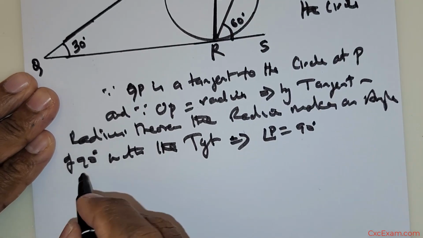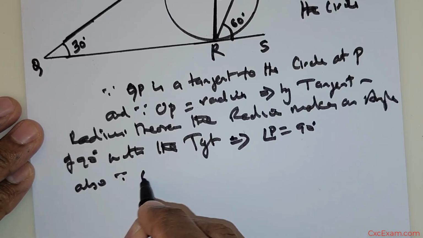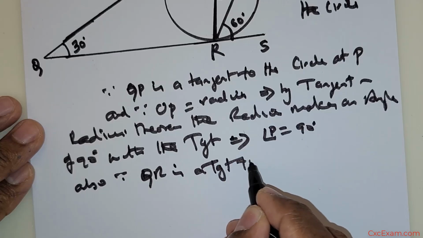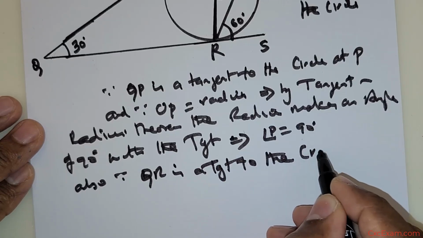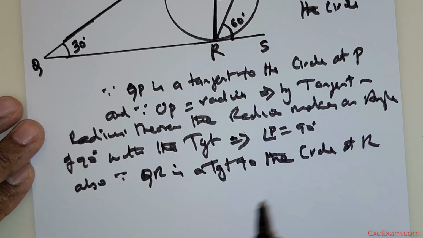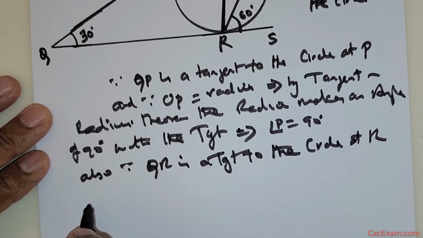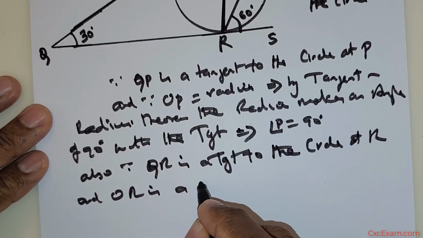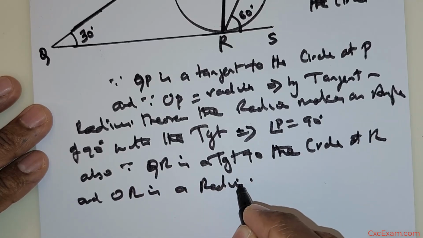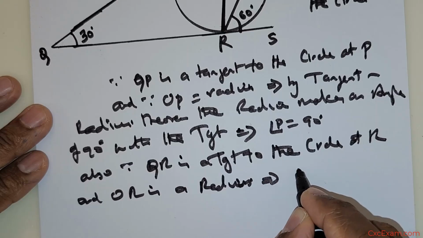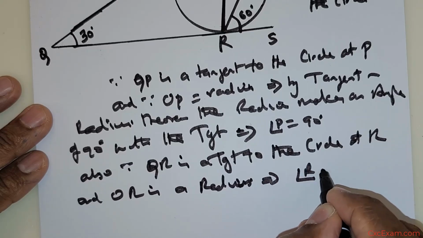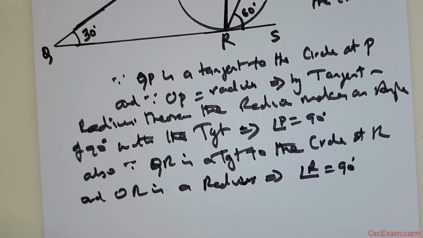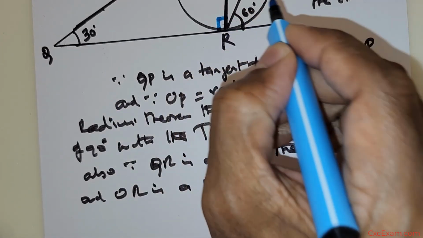Also, since QR is a tangent to the circle at R, and OR is a radius, this means angle at R will also be equal to 90 degrees. So this angle is also equal to 90 degrees.